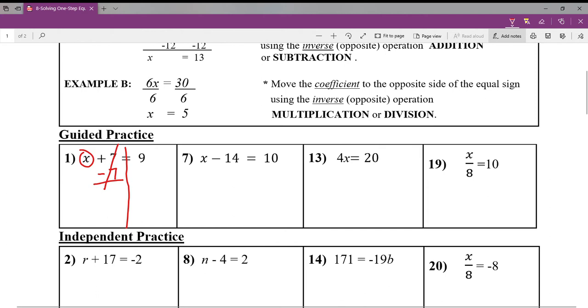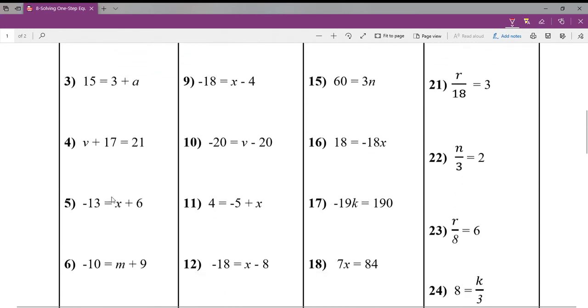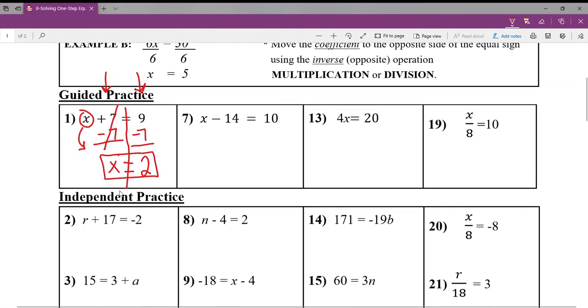So now I have to balance my equation. So if I subtract 7 on the left side of my equation, I need to come over here to the right side of my equation and subtract 7 there. So then 9 minus 7 gives me 2. I'm going to bring down my equal sign. Remember, that's what that line means. And then bring down my variable, x. So there's my first one. So then 2 through 6 right underneath it are all practicing those.